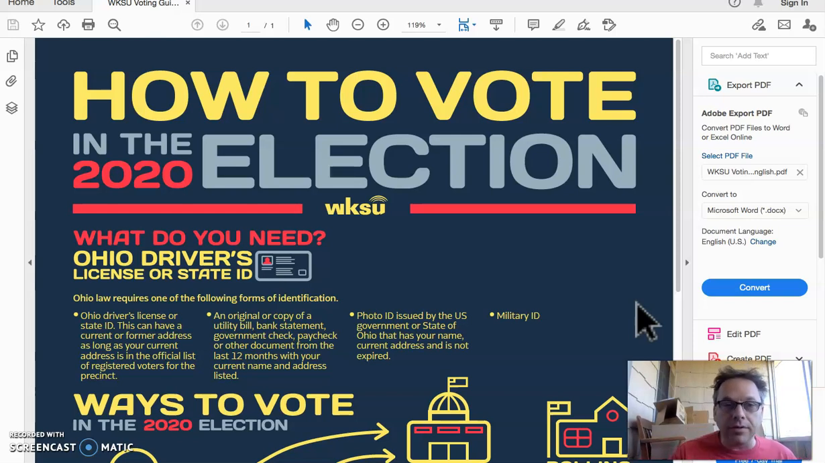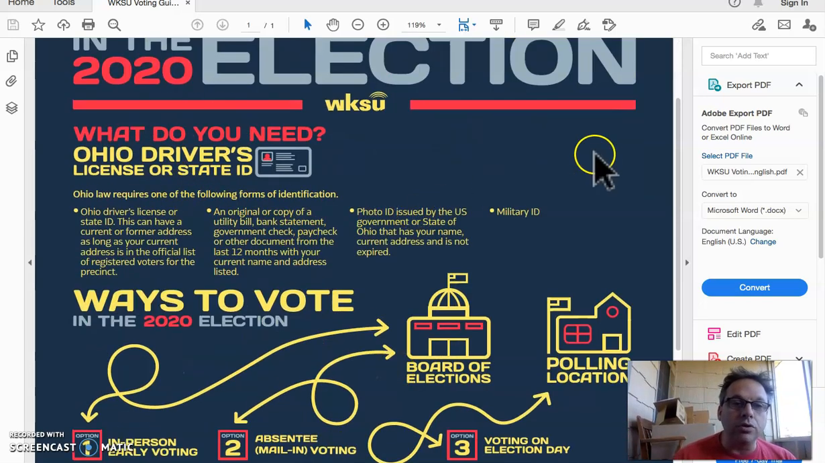So, how to vote in the 2020 election. This is important because things do change from year to year. Most of this is probably true each year, but you always want to get the most up-to-date information. So the question here then, what do you need? Well, you need preferably an Ohio driver's license or state ID. If you drive in Ohio, you probably already have a driver's license. Some of you perhaps might be using an international driver's license or something, but you do need an Ohio driver's license.